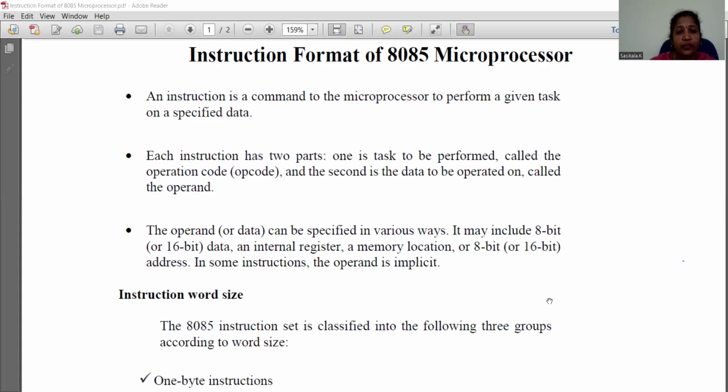Hello everyone. Today we are going to see about the instruction format of 8085 microprocessor. So before writing an instruction, we need to find out the format. So first, what is an instruction? An instruction is a command to the microprocessor to perform a given task on a specified data.